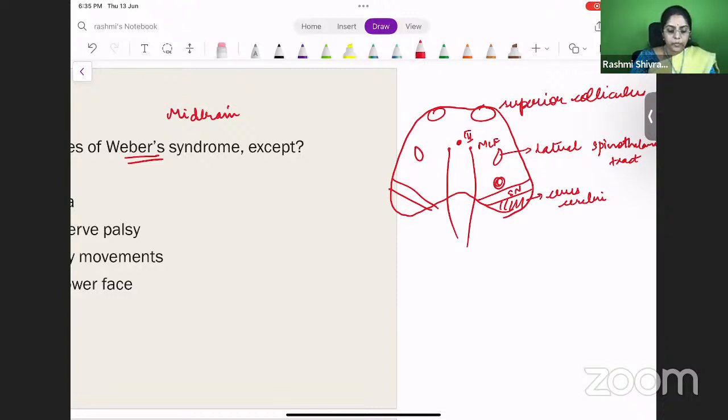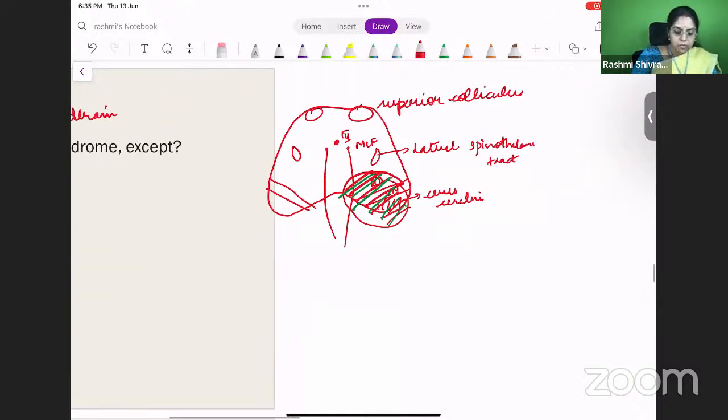So first is Weber syndrome. Where does Weber syndrome get affected? It usually happens around this area, right? So this area will be affected in Weber syndrome. What are the parts getting affected? Here you have the crus cerebri. Once the crus cerebri is affected, you have contralateral hemiplegia. Then the nucleus fibers from the third nerve are also getting affected. So what do you have when the third nerve is affected? Ipsilateral third nerve palsy.